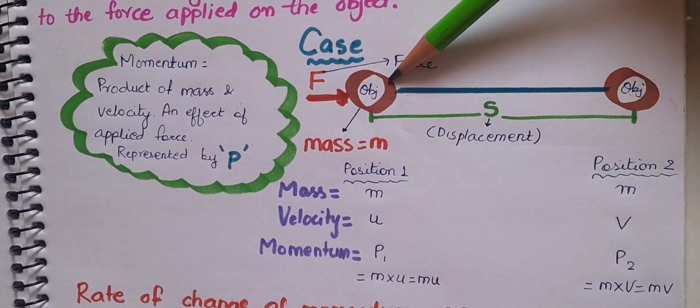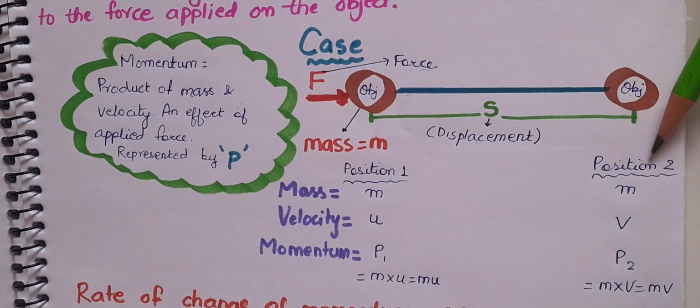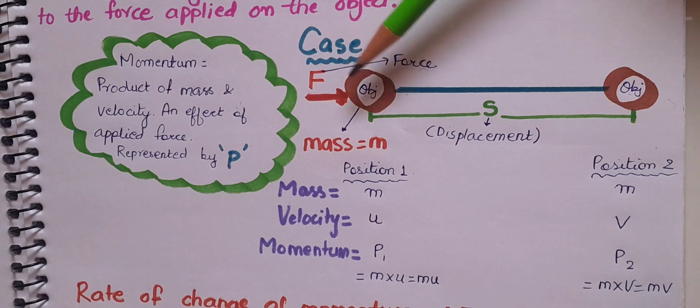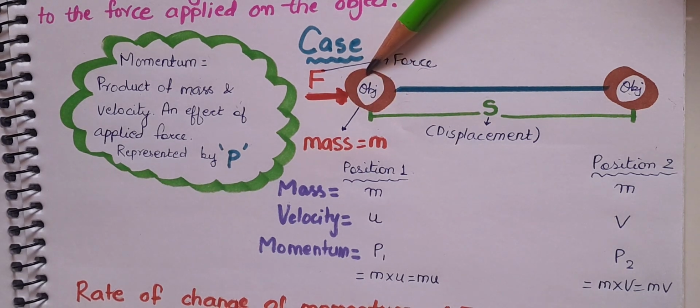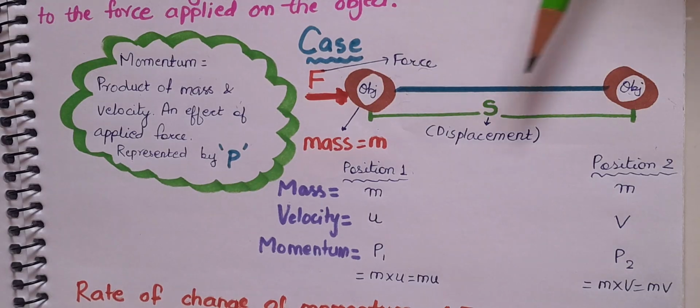Now we are considering two positions. Position 1, which is the initial position, and position 2, that is the final position. Now as we have applied force, certainly the object would have gained some momentum. We have to find out how much the momentum changed between these two positions.